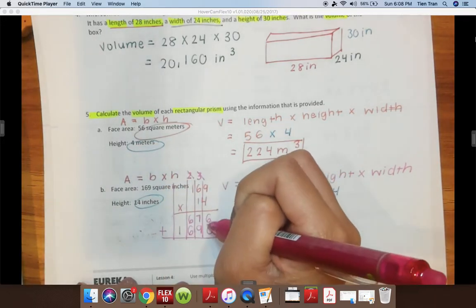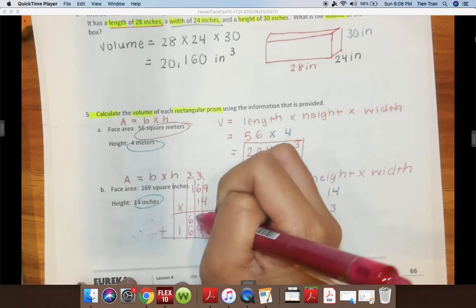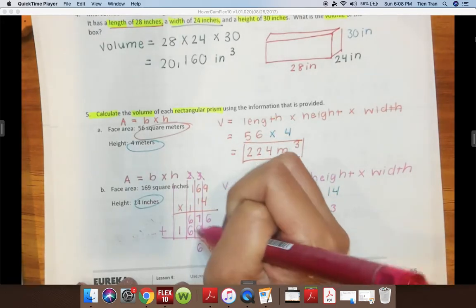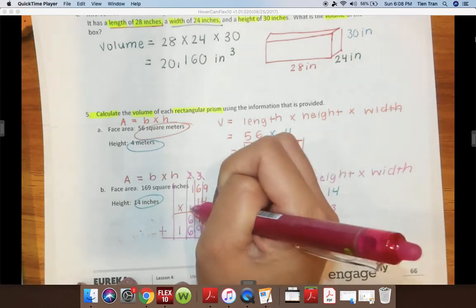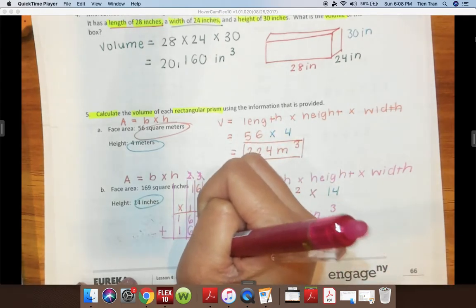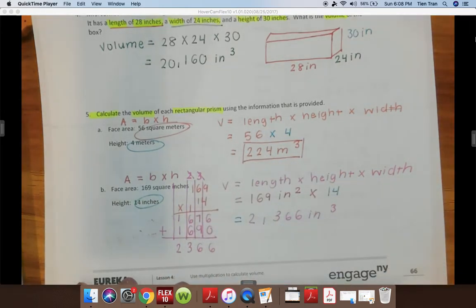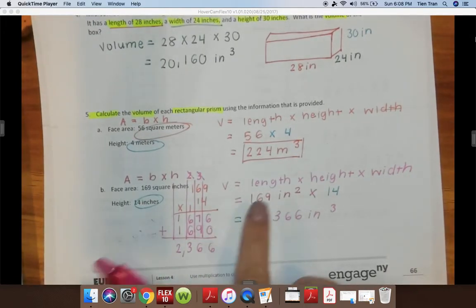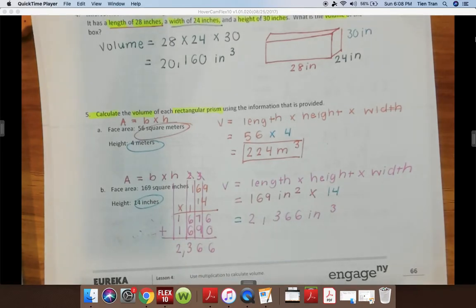Add all my numbers together. 6 plus 0 is 6. 7 plus 9 is 16. 6 plus 6 is 12. Plus 1 is 13. 1 plus 1 is 2. So I get 2,366 inches cubed. Make sure you guys are showing your work when you're doing your math.